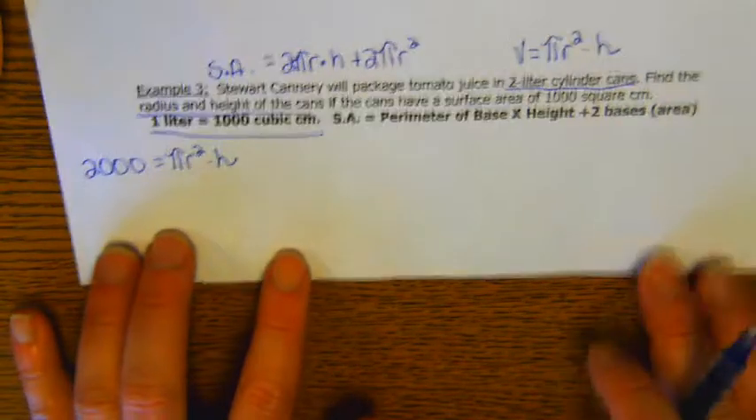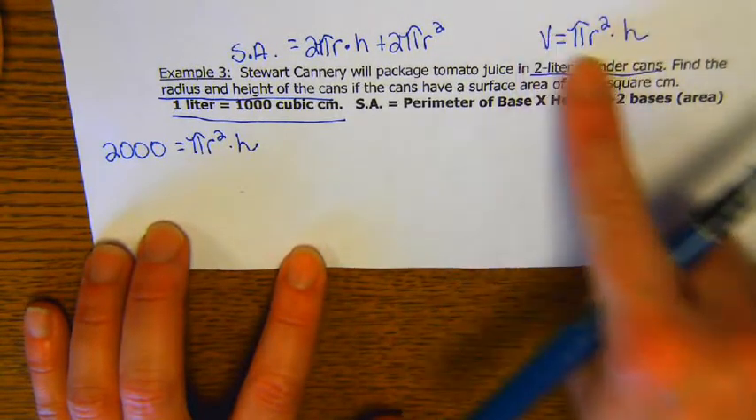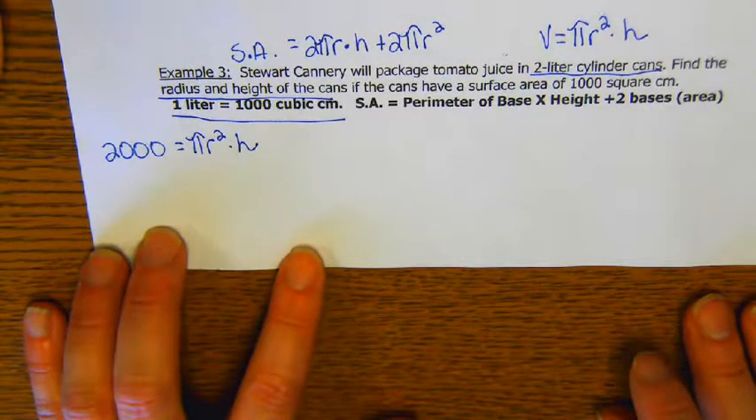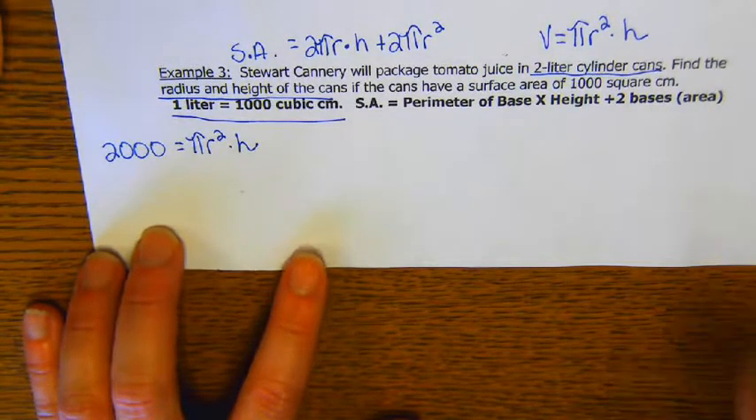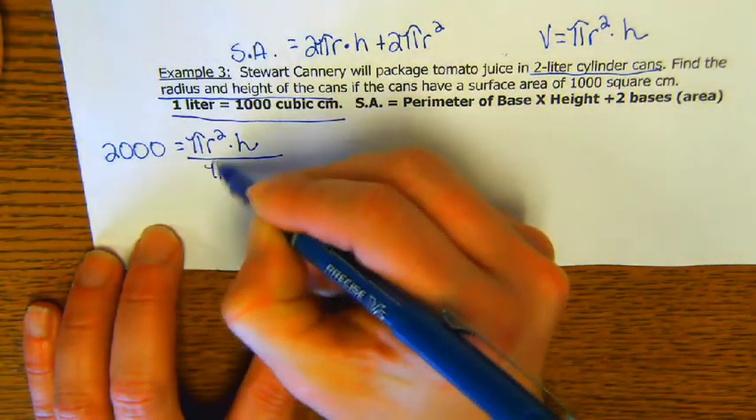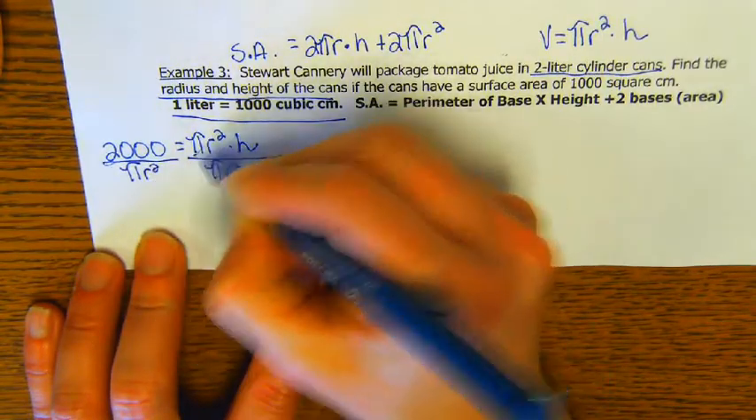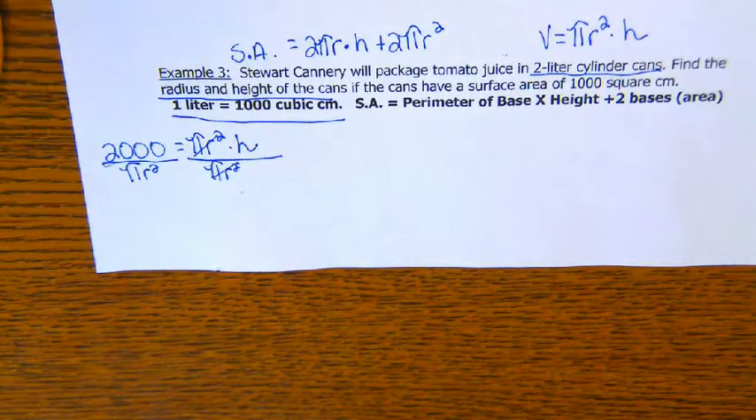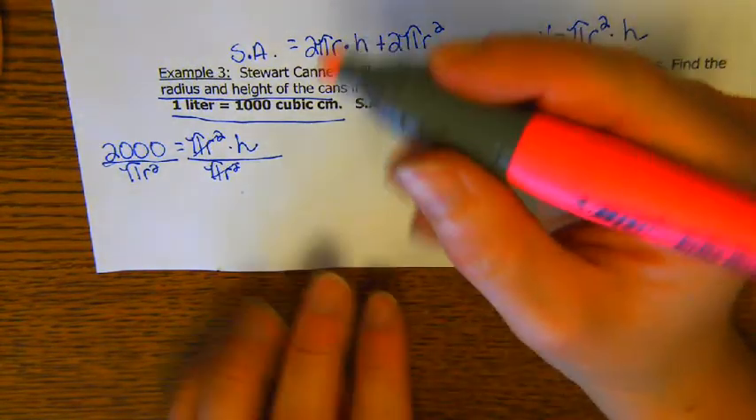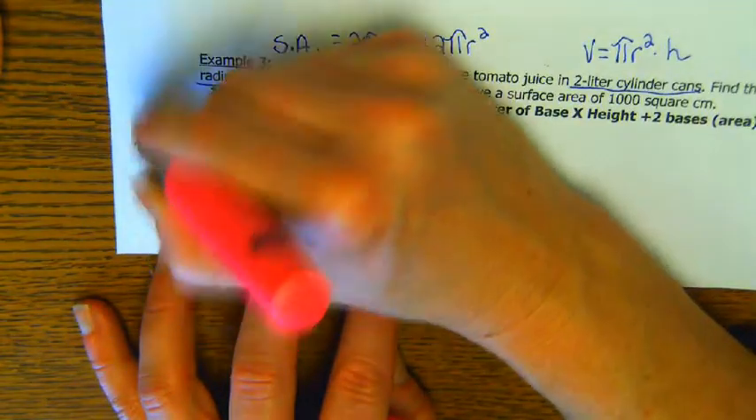So what should I do? Nope, this is the volume formula. So how would I rewrite this with h alone? What do I do to both sides? Yep. Alright. So what's the point of doing this? This is my rewriting part. Now I have h equals this.